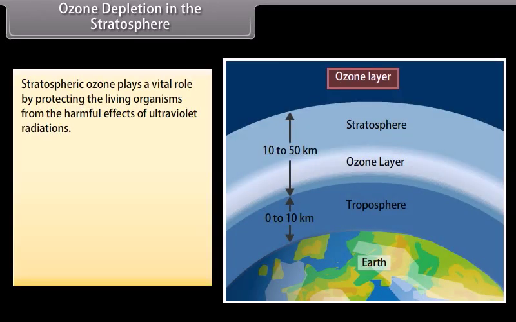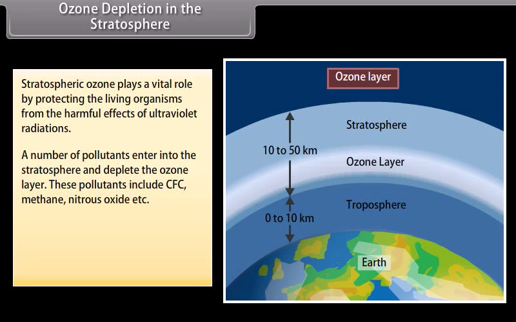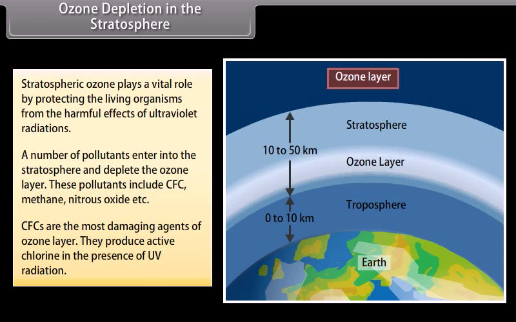Ozone depletion in the stratosphere. Stratospheric ozone plays a vital role by protecting living organisms from the harmful effects of ultraviolet radiation. A number of pollutants enter into the stratosphere and deplete the ozone layer. These pollutants include CFC, methane, nitrous oxide, etc. CFCs are the most damaging agents of the ozone layer. They produce active chlorine in the presence of UV radiation.